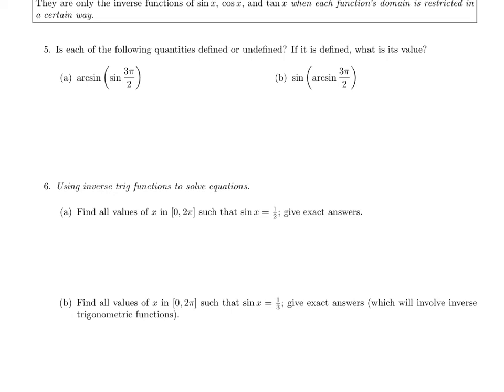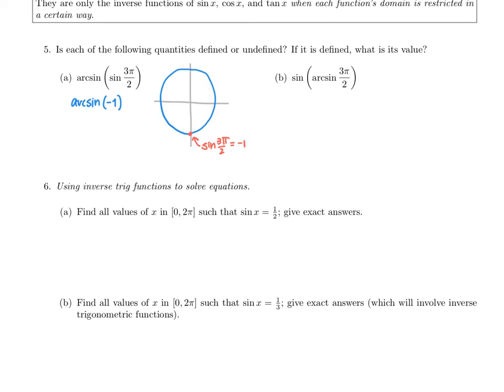In A, we're being asked to find what arcsine of sine of 3 pi over 2 is. Now, of course, you want to move slowly and methodically, and you want to start on the inside and then move out. So the first question is, what's sine of 3 pi over 2? Well, sine of 3 pi over 2 is -1. You can use a unit circle to help you with that. Now the question has transformed, right? The question is now saying, what is arcsine of -1?